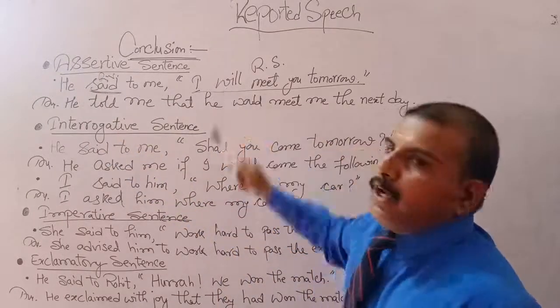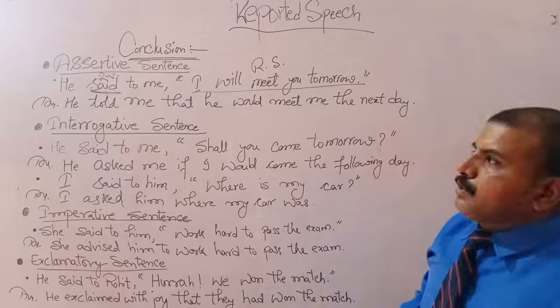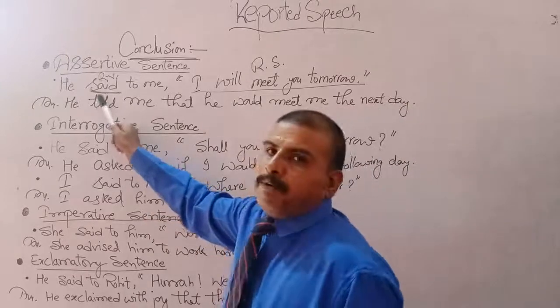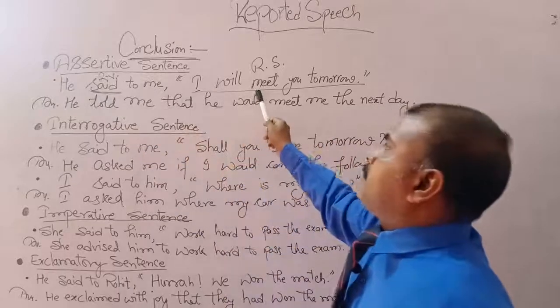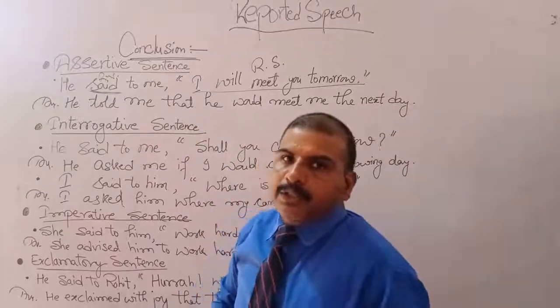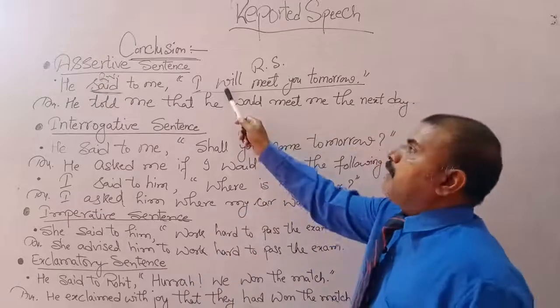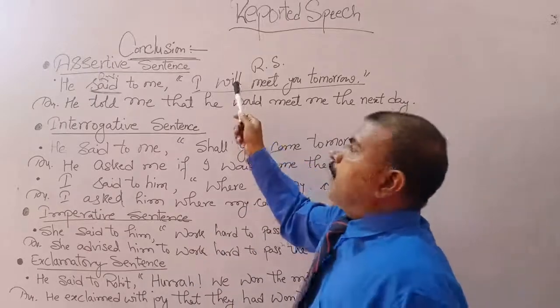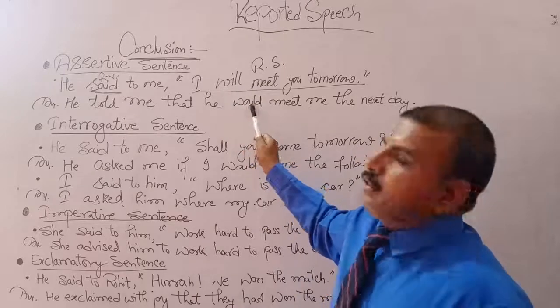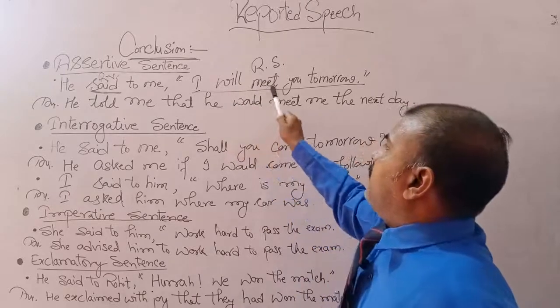Now, will denotes simple future tense. A question arises here: the reporting verb is in past tense, and the reported speech is in future tense, so how are we going to change it into past tense? Here we just change the verb form. The past form of will is would. So, he would meet you.